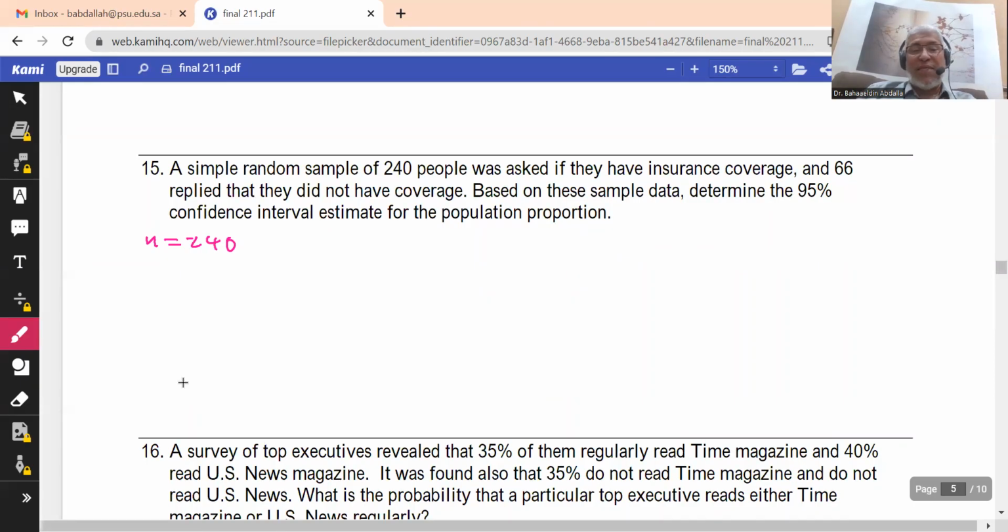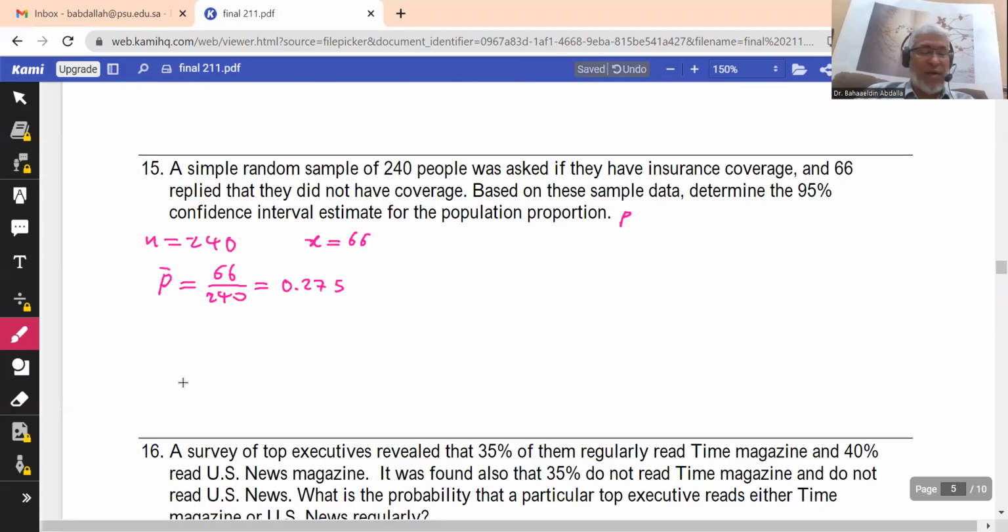So 66, this is X. This is the success in this case. 66 replied that they did not have coverage. Based on these sample data, determine the 95% confidence interval estimate for the population proportion. The population proportion is P, and from here we can find P bar, which is the sample proportion, which is 66 over 240. And this is 0.275 using the calculator.